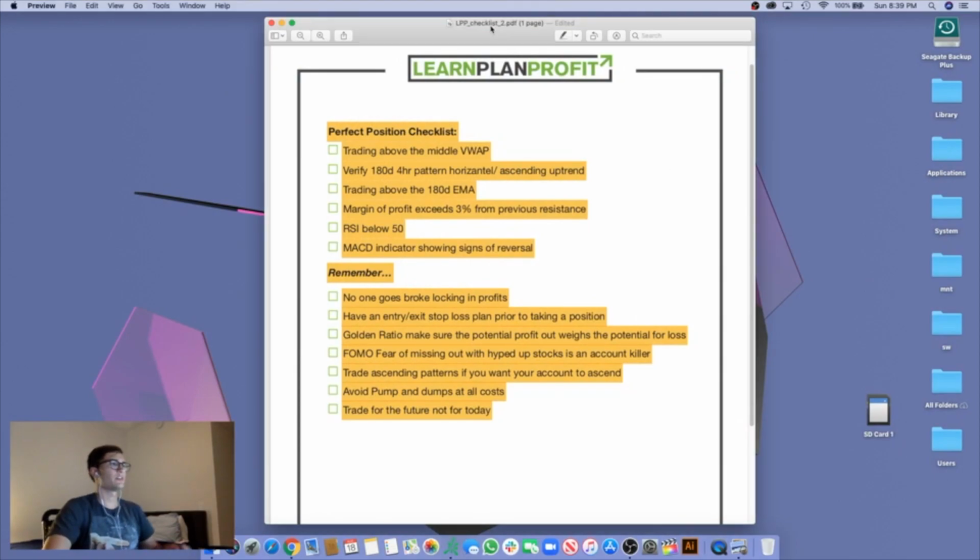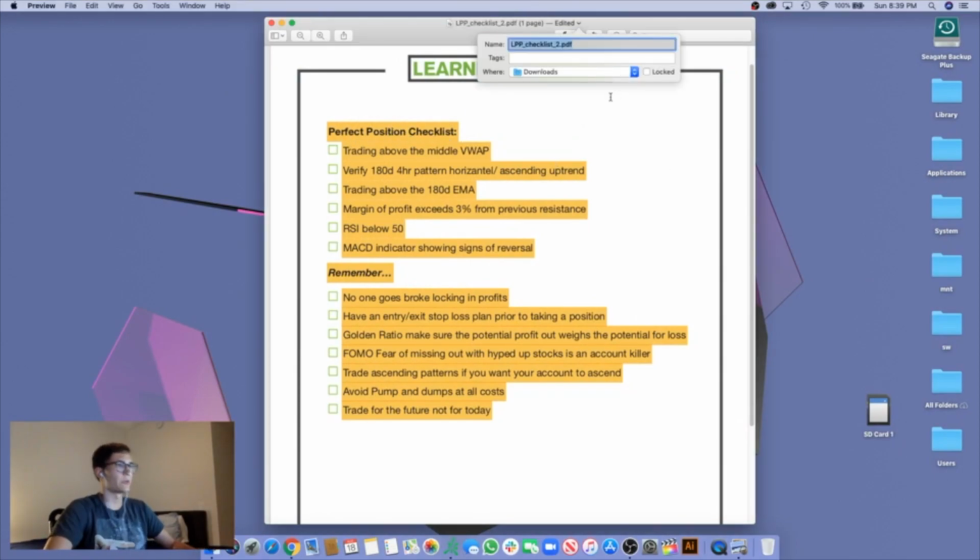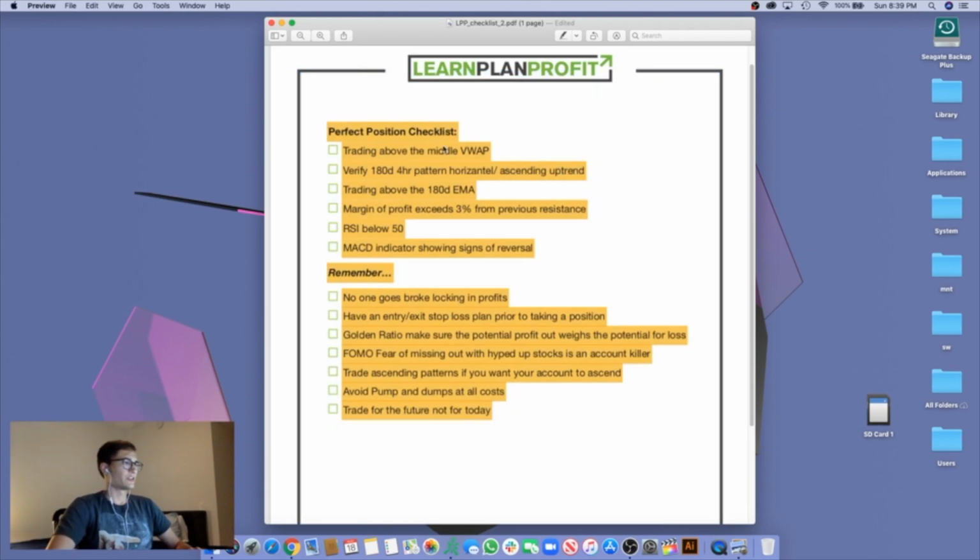So on screen here you see the checklist. I'm going to go over this really quick so you understand everything. This is the perfect position checklist. Trading above the middle VWAP is basic. This is a technical indicator in Thinkorswim. Verify the 180-day, 4-hour pattern: 4-hour pattern horizontal or ascending uptrend. Trading above the 180-day EMA, exponential moving average, another technical indicator. Margin of profit exceeds 3% from previous resistance. RSI below 50. MACD indicator showing signs of reversal.